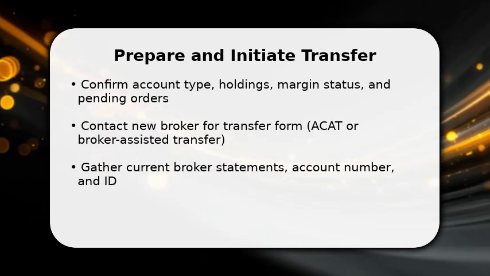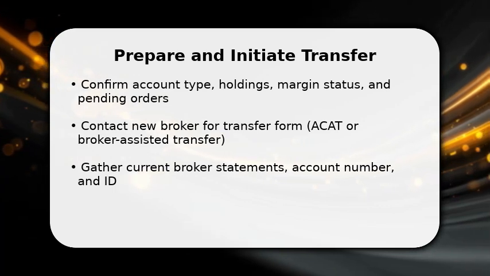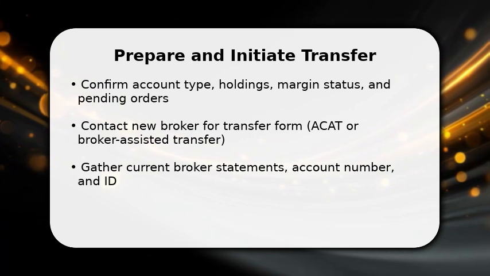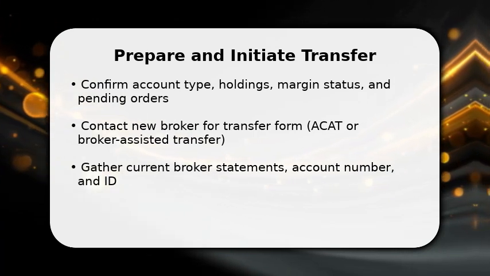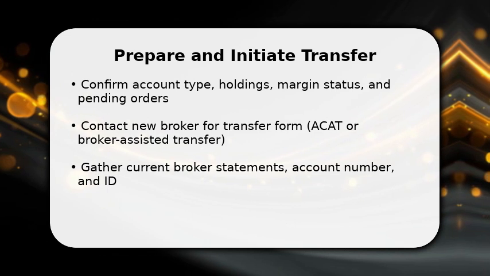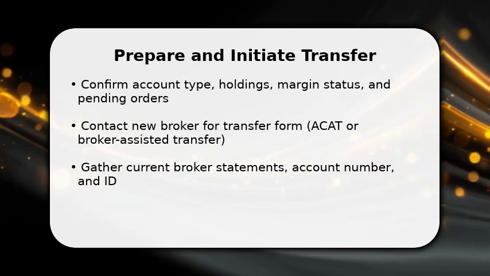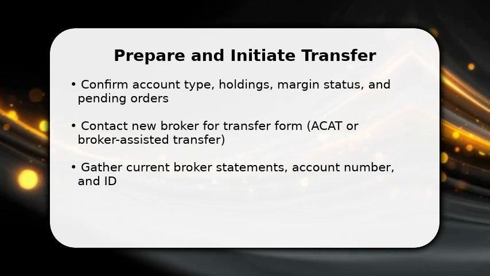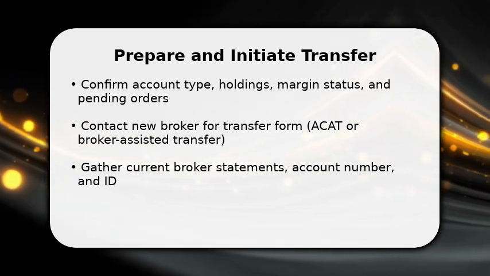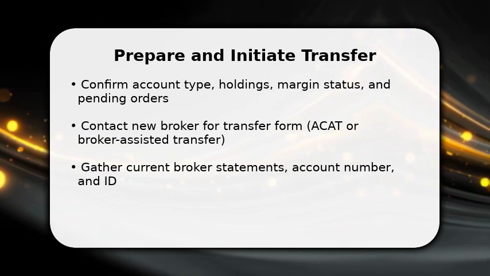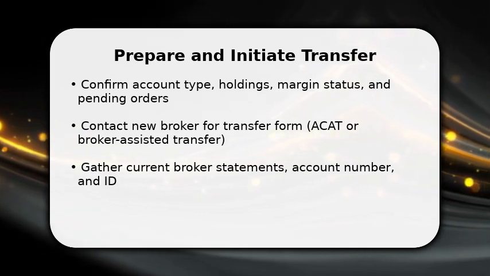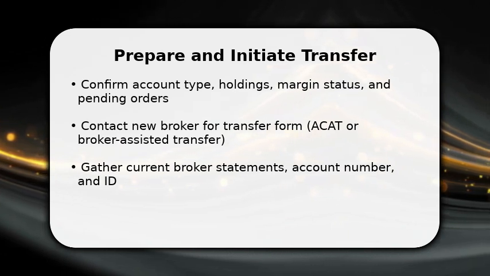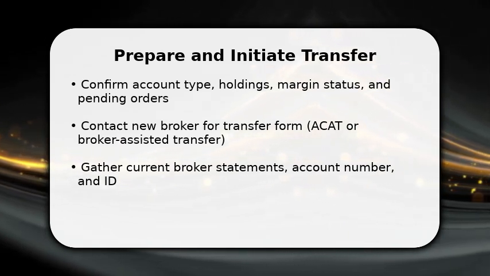You start by confirming account type and holdings so the transfer matches precisely. Once done, contact the new broker and request the ACAT or broker-assisted transfer form. This prevents delays. You should cancel pending orders and note any margin loans or restrictions because those affect eligibility. Make sure to have your current broker account number, recent statement, and photo ID ready. Starting with these steps reduces back and forth and sets the process moving immediately.